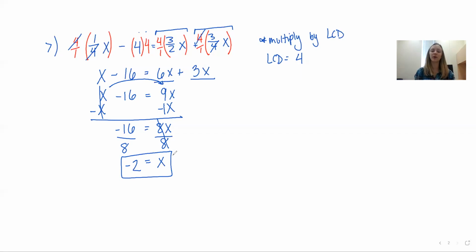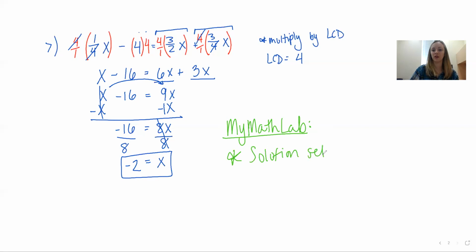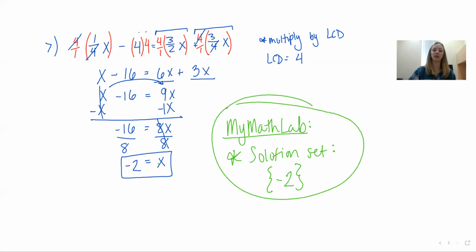But one important thing that I want to point out is that when you're on MyMathLab, so let me write this, let me do a different color. This is an important point. On MyMathLab, they are going to have you write your answer as a solution set, which means that you're going to write your answer in these curly brackets, and you're not going to include the x equals. So it's going to give you these curly brackets, and you're just going to put your solution in there just as a number. So super important, make sure you take note of this.